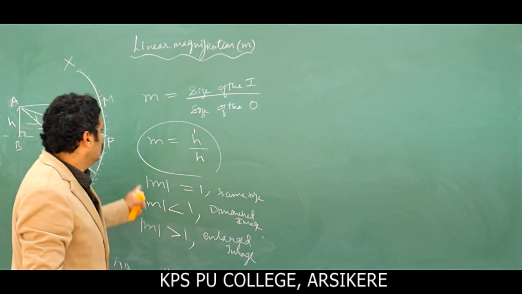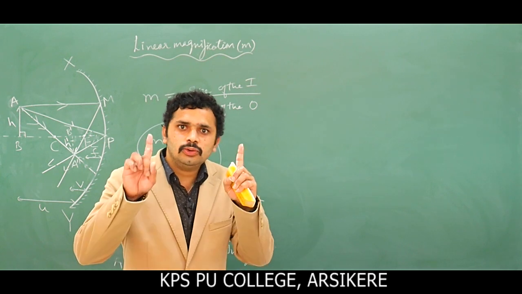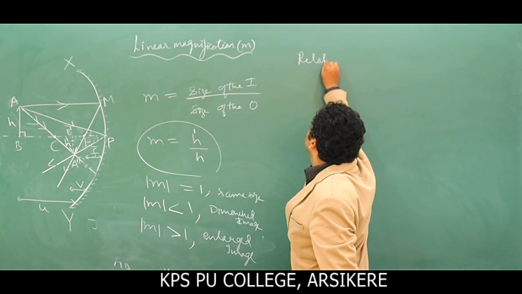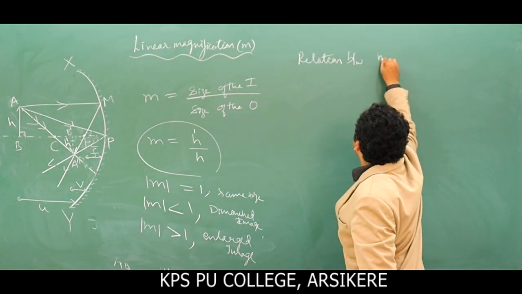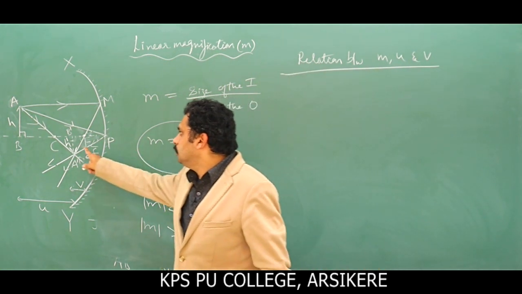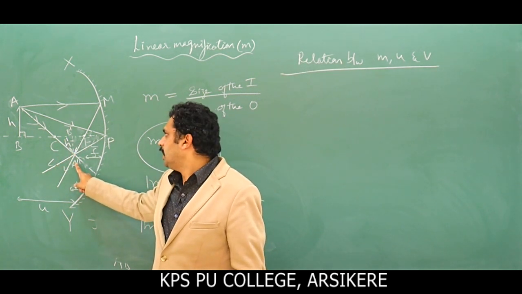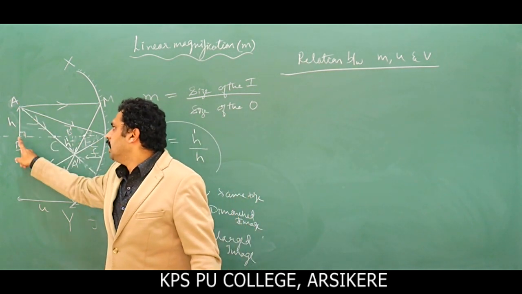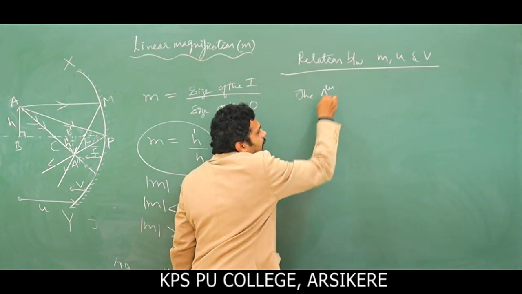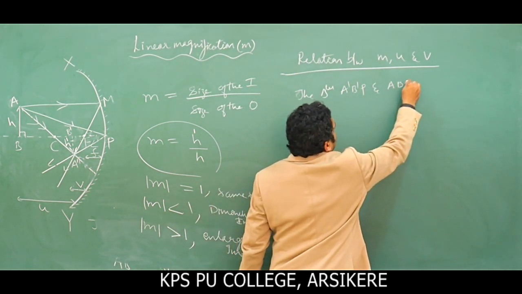Now, what is the relation between m, u and v? What is u? Object distance. What is v? Image distance. The relation between m, u and v. To derive this, I am using the two triangles. Already I took the two similar triangles, A dash B dash P and A B P. Look here. The triangles A dash B dash P and A B P are similar.